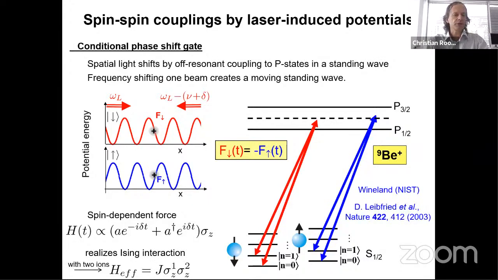And so this was one of the first gates that has been realized with ions with great success, which was done in the group at NIST.